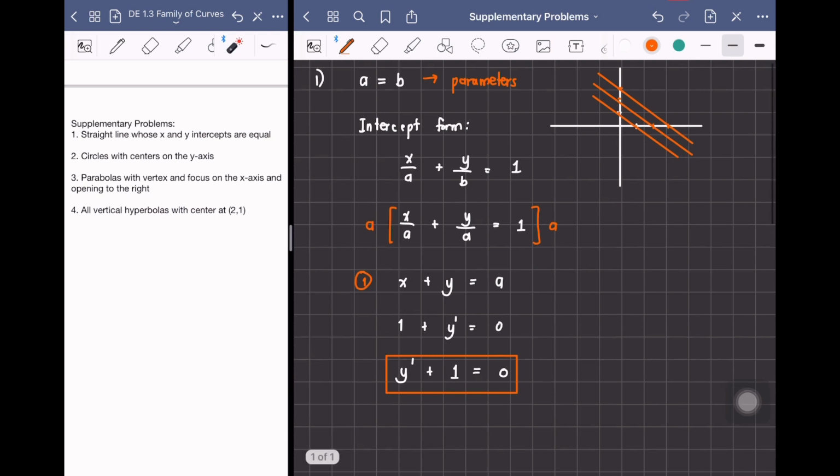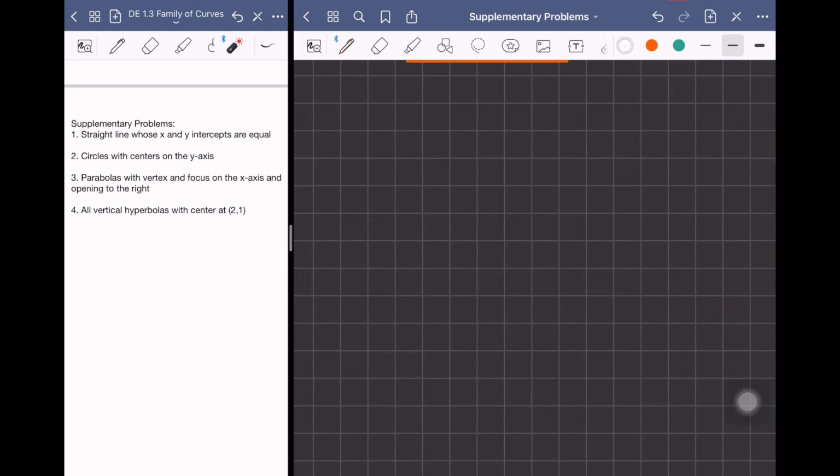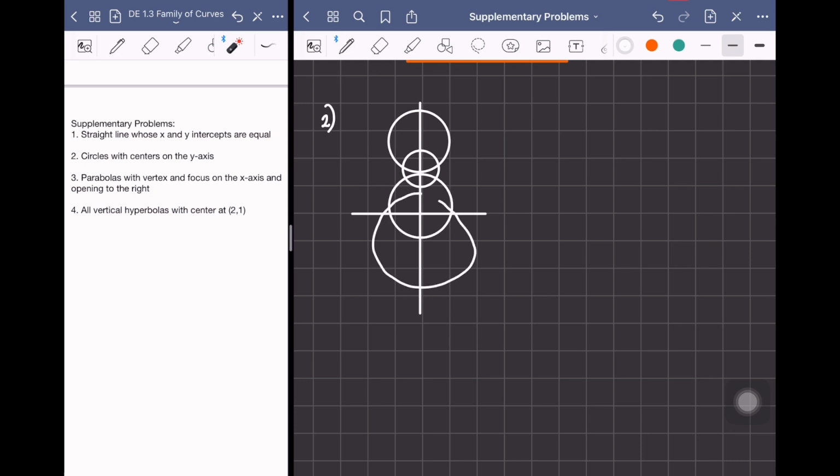So moving on, let's have problem number 2. Problem number 2 reads, circles with centers on the y-axis. So we are trying to solve for the circles whose centers are plotted on the y-axis. So if this is your Cartesian coordinate system, all the circles that you can think of whose centers are on the y-axis. There's no mention about the radius, which means it can be of any size as long as the center is on the y-axis.